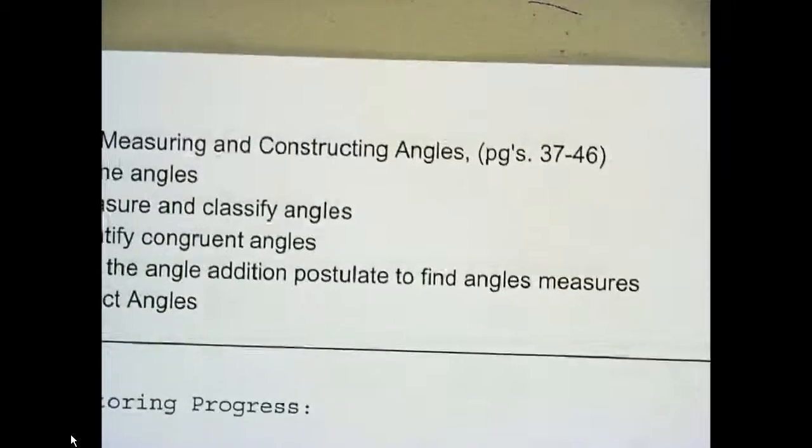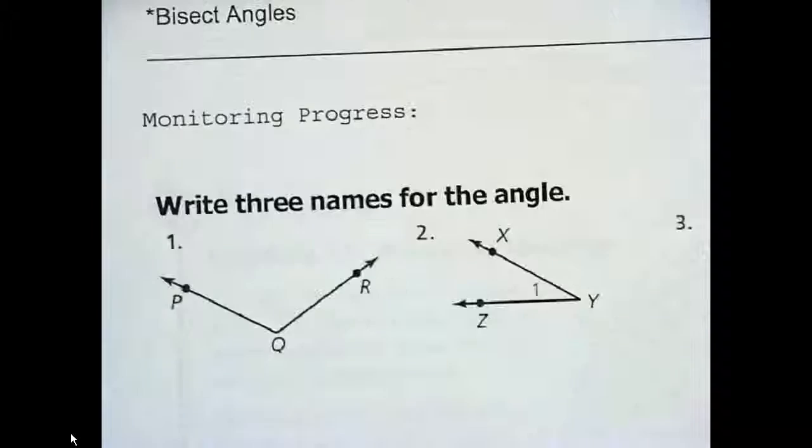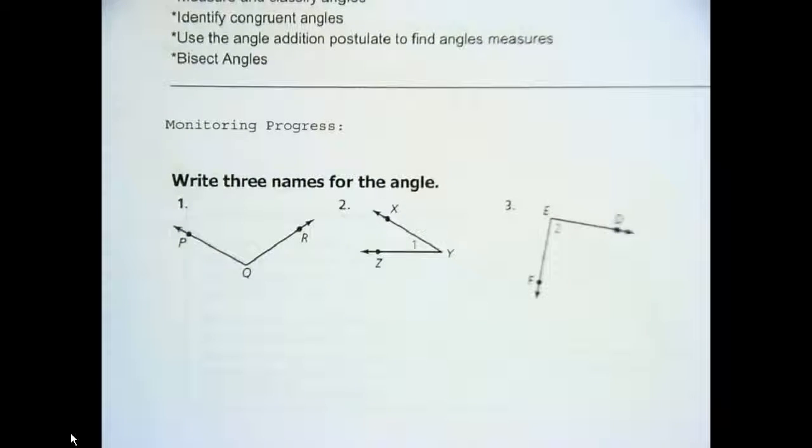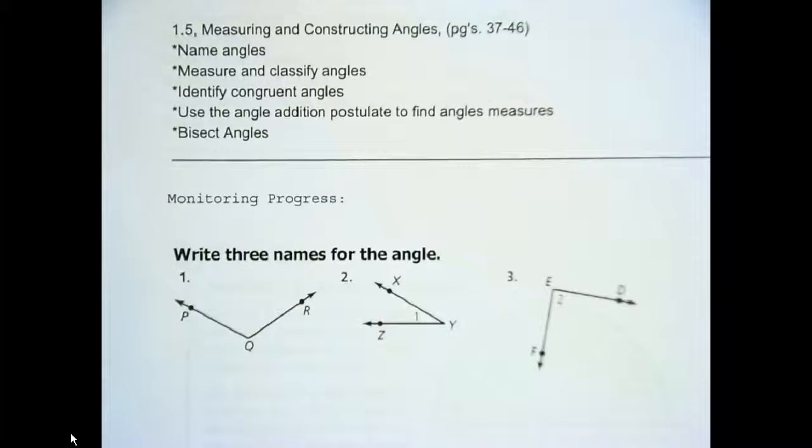So we're going to try to classify these angles three different ways. This is the monitoring progress out of your book. If you want to use your book, you can, but there's your title, Measuring and Constructing Angles. Tomorrow is going to be our construction, so if you have your compass, bring it tomorrow. If you don't have a compass, I'll have one you can borrow for class. So classify each of those angles three different ways.